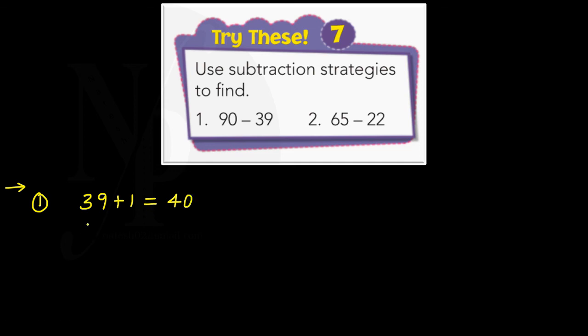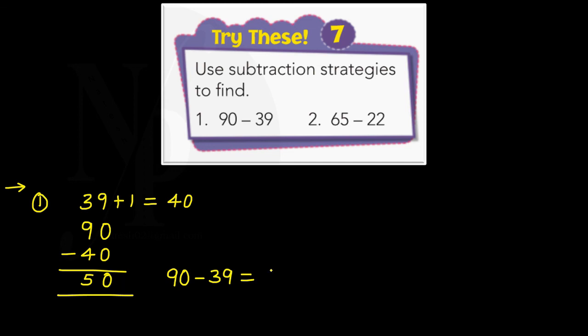So now let us subtract 40 from 90. So 0 minus 0 is 0. 9 minus 4 is 5. We get 50. But what is the actual answer for the given question? That is, 90 minus 39 will be equal to 1 more than this. That is 50 plus 1 is 51. 51 is the answer.